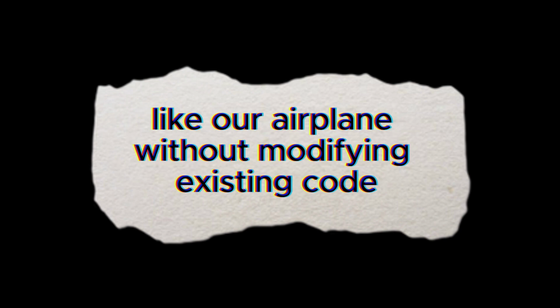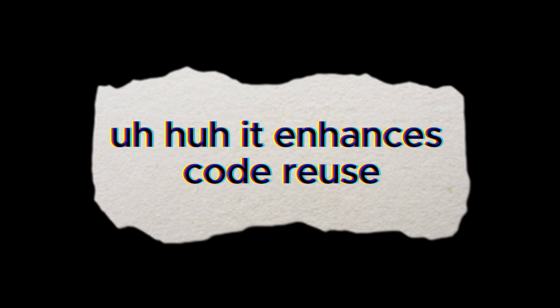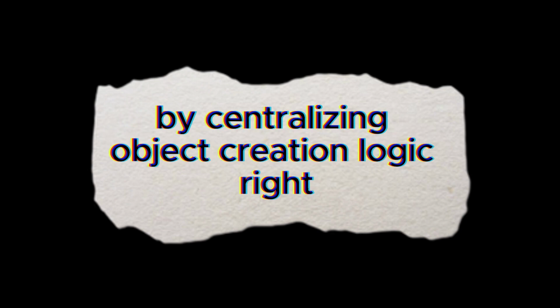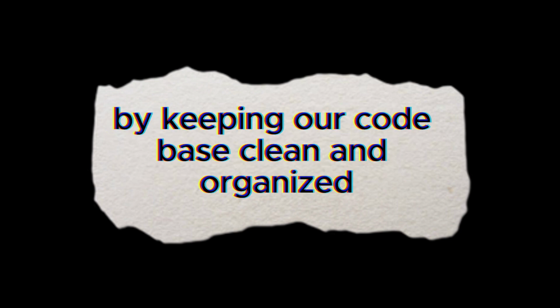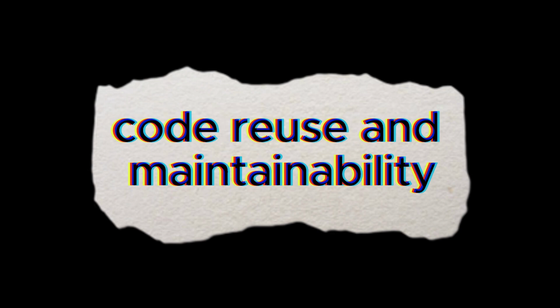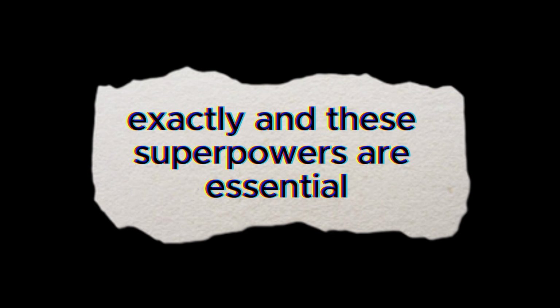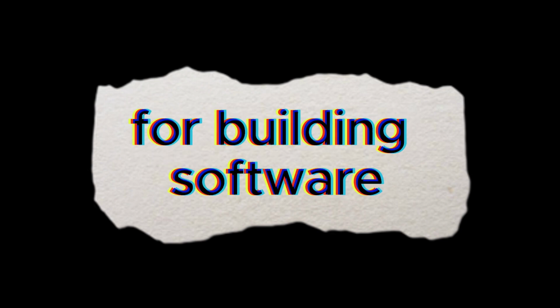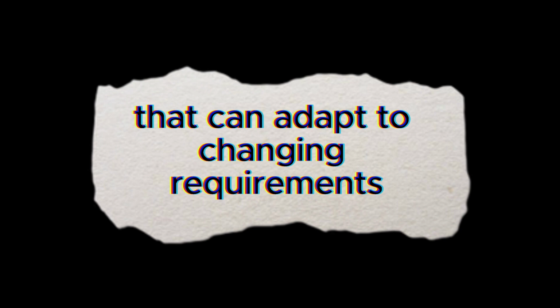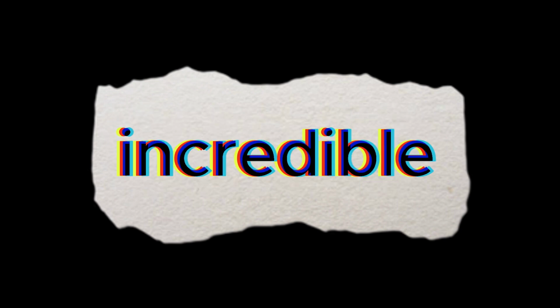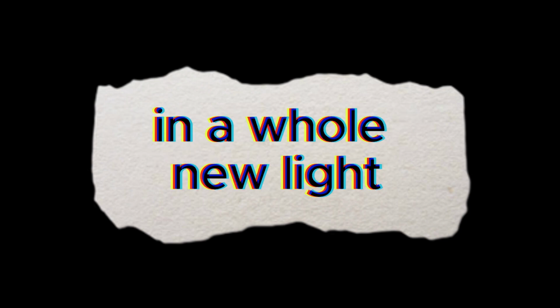Of course. So the factory method, it promotes flexibility by letting us add new product types, like our airplane, without modifying existing code. It enhances code reuse by centralizing object creation logic. Right. And it improves maintainability by keeping our code base clean and organized. Okay, so flexibility, code reuse, and maintainability. Those are the superpowers of the factory method. Exactly. And these superpowers are essential for building software that can adapt to changing requirements and stand the test of time. Incredible. I'm starting to see the world of software design in a whole new light.